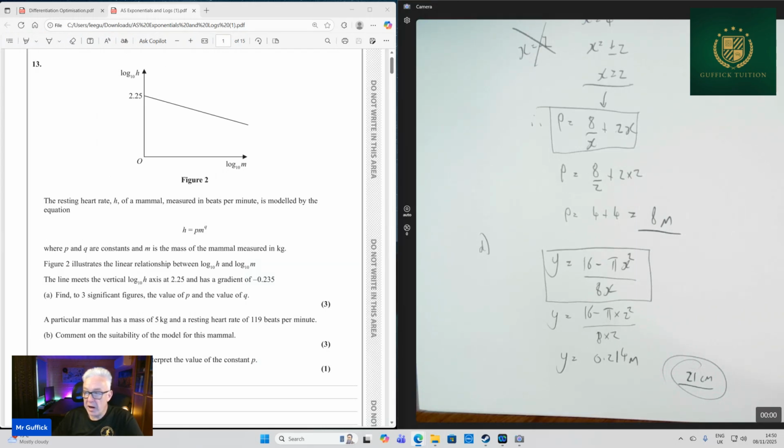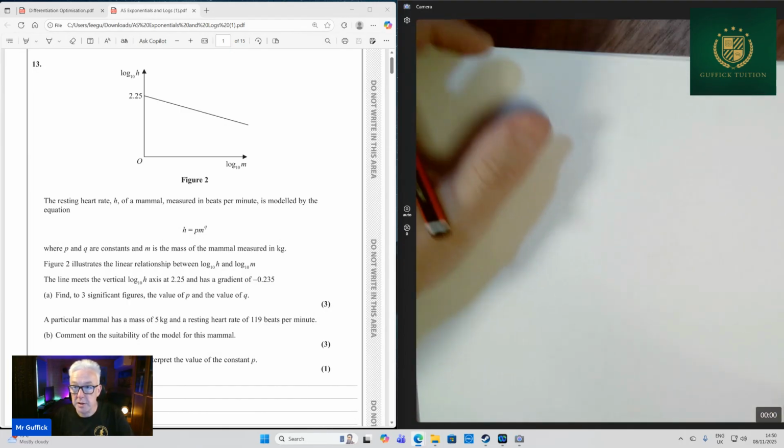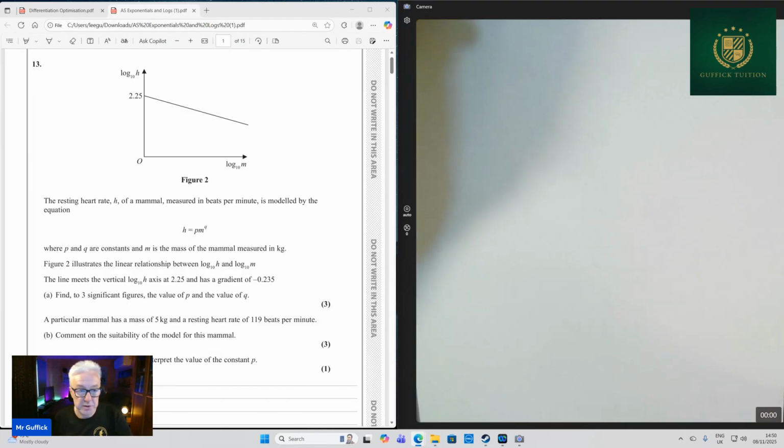Now, there's various ways you can tackle this question, okay? But what I like to do is I like to do it by taking logs. So let's have a look at this question. Let's see what this one's about.